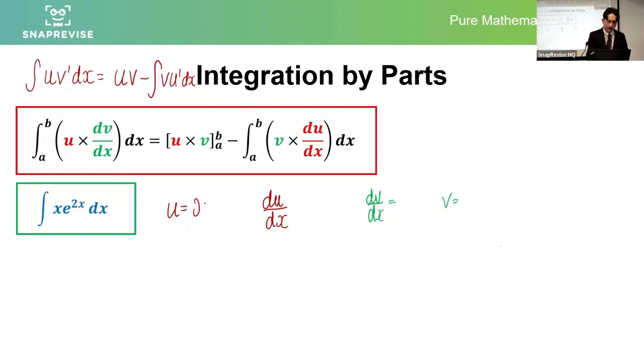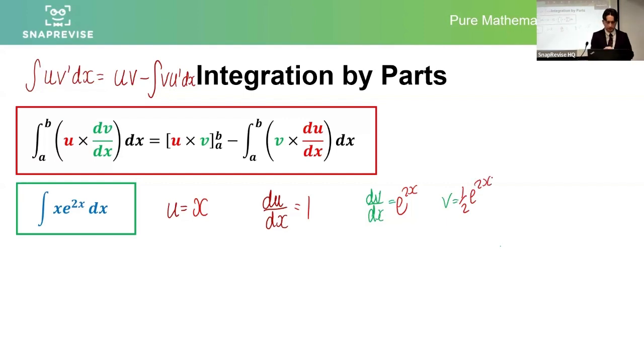So u is going to be x, du dx is 1, dv dx is e to the 2x. So just be careful finding v, you have to actually integrate that. So integrating e to the 2x will be a half e to the 2x. So let's do this together.